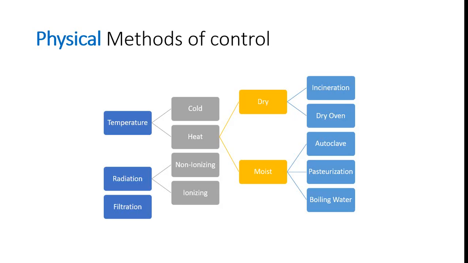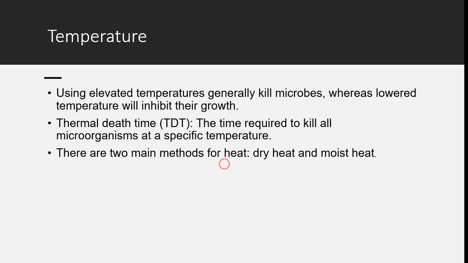So this video again is about physical methods of control, and we break it down into 3 categories: temperature, which can be hot or cold, and if it's hot it can be moist heat, so we've added water, or dry heat. Then radiation, which can be either non-ionizing or ionizing, and then we have filtration. So let's start first with our temperatures.